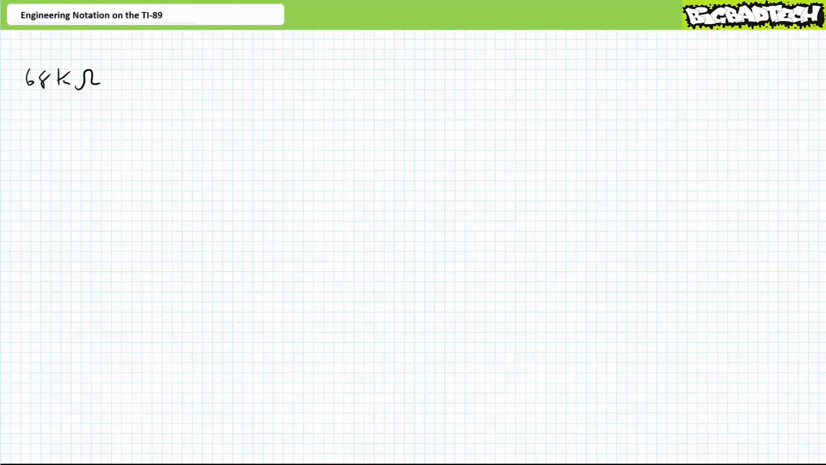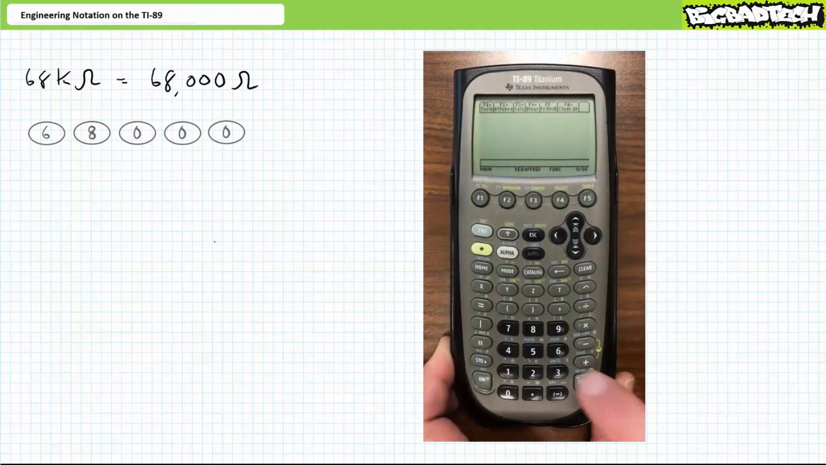For example, consider the number 68 kiloohms. This is 68 times 10 to the third, or 68 times 1,000, or 68,000 ohms. I can enter 68,000 into my calculator by entering 6, 8, 3 zeros and follow it up with an enter key. The calculator returns 68E3, meaning it has gone to the trouble of converting it to engineering format using its own peculiar display method.